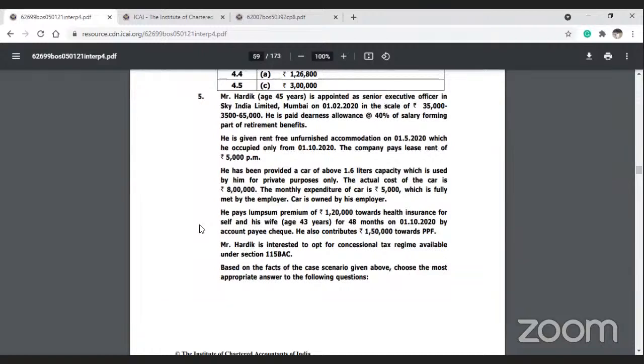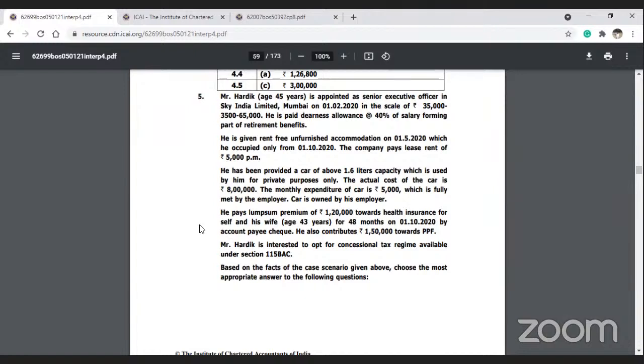What happened to you guys? I got 5,97,000. I got 4,27,000. 35,000 into 10 is 4,27,000, that is what you were saying. Okay, after giving the deduction, which deduction? We did not take any deduction.